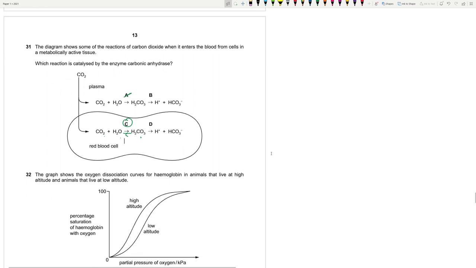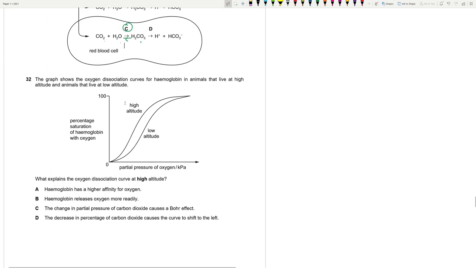31 C. 32. The graph shows the oxygen dissociation curve for hemoglobin in animals that live at high altitude and animals that live at low altitude. What explains the oxygen dissociation curve at high altitude? Remember guys, at high altitude, as you can see, the curve is shifted to the left.